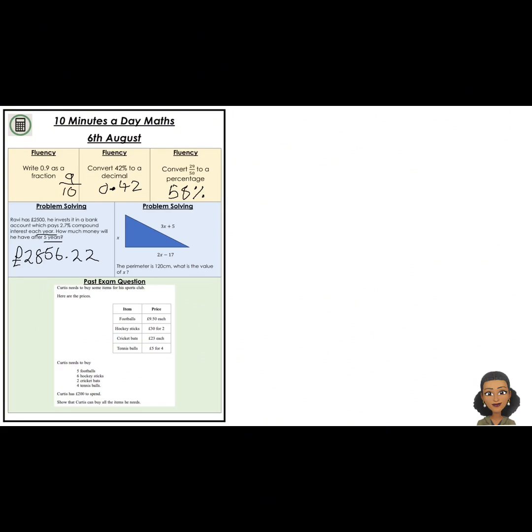Right, let's have a look at the next one. Problem solving with shapes and algebra. For this is collecting like terms, and then we're going to solve it as an equation. So we've got x, 3x plus 5 and 2x minus 17. So I'm going to write it all out. So I've got x plus 3x plus 5 plus 2x minus 17. And altogether that equals 120 because that's the perimeter of the shape.